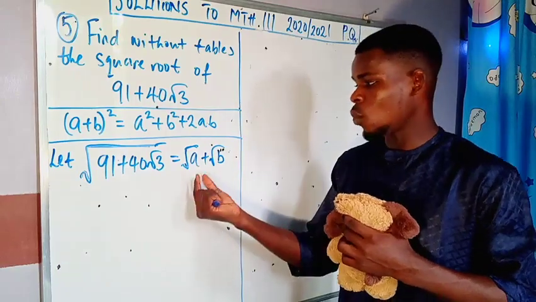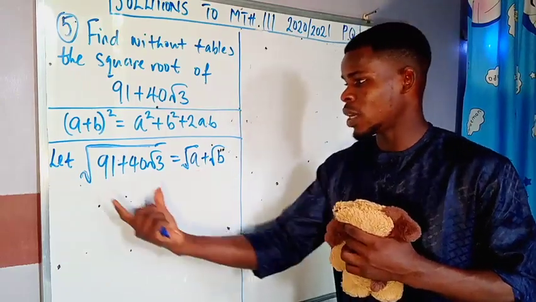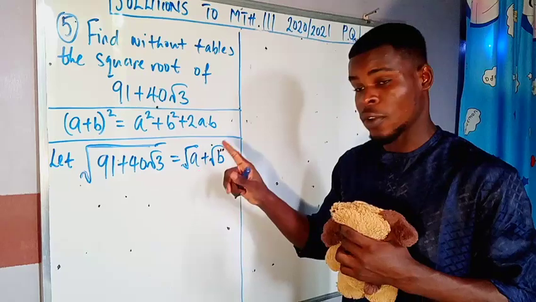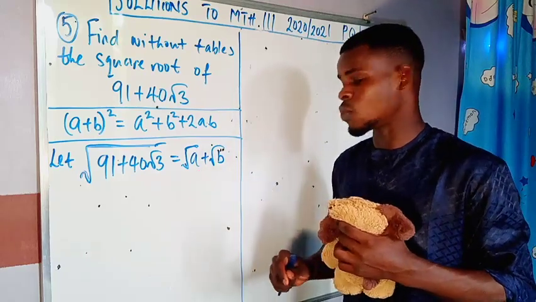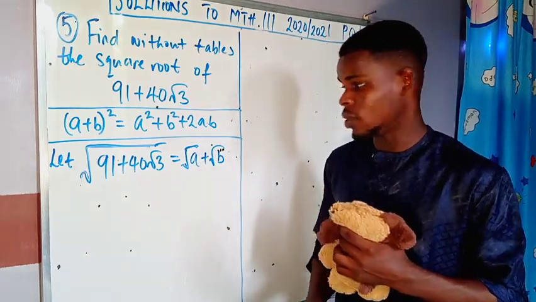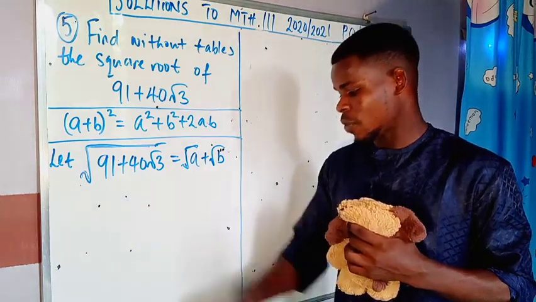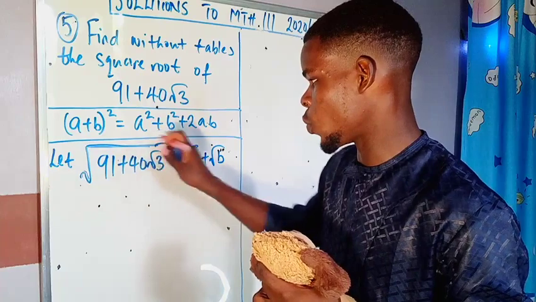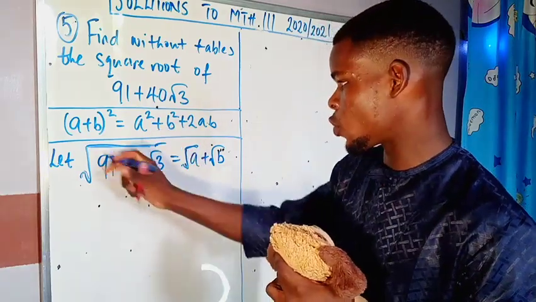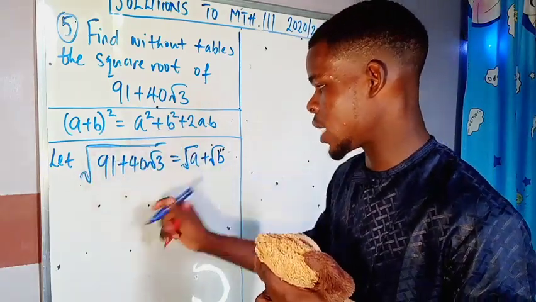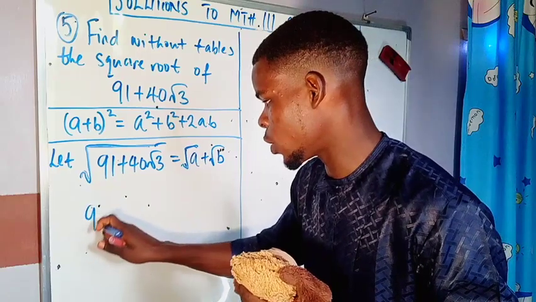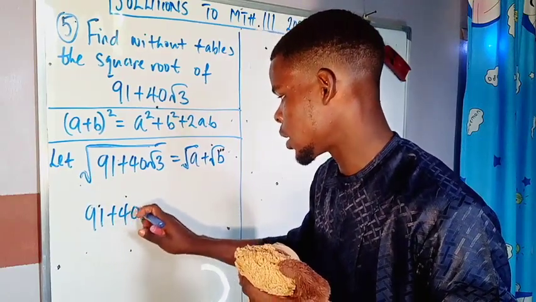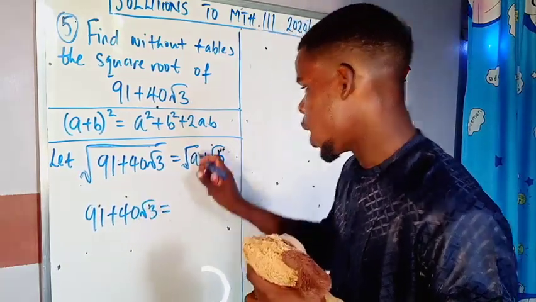So when we have a and b, we will now say the square root of this is equal to the square root of a, whatever a will be, plus the square root of b, whatever b will be. Okay, great. But you notice that this begs to be squared because it is under a square root, right? So we will just have to square that. Then when we square that, the square and the square root will cancel. We'll be left with 91 plus 40 times the square root of 3.